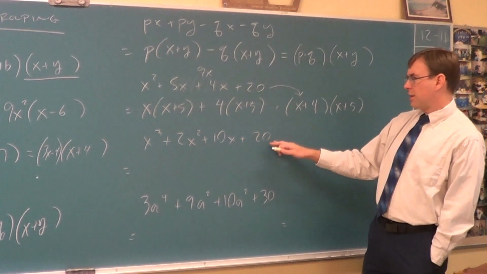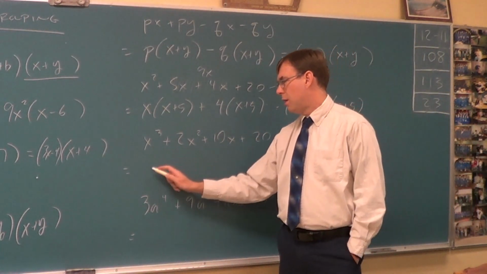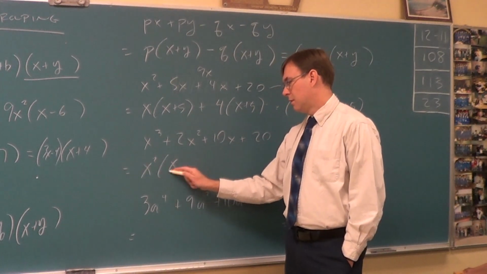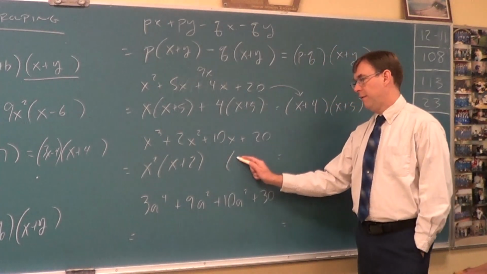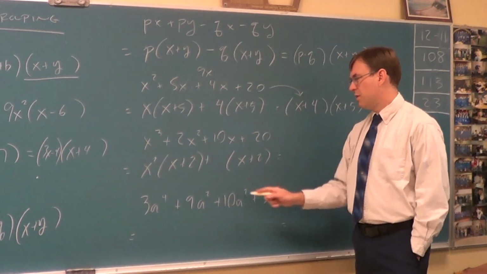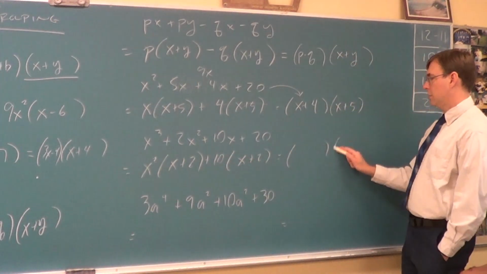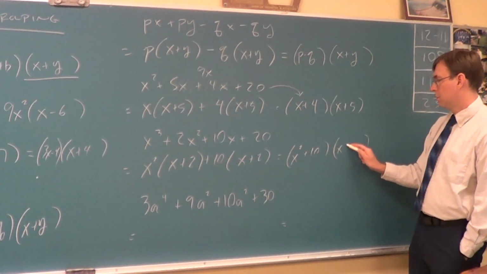This one you've got no like terms, so the only way to do this is factor by grouping. So in common, x squared. X squared leaves x plus 1. Over here you better leave x plus 2. Is there something you could take off to do that? 10. So the answer is x squared plus 10 times x plus 2. Correct.